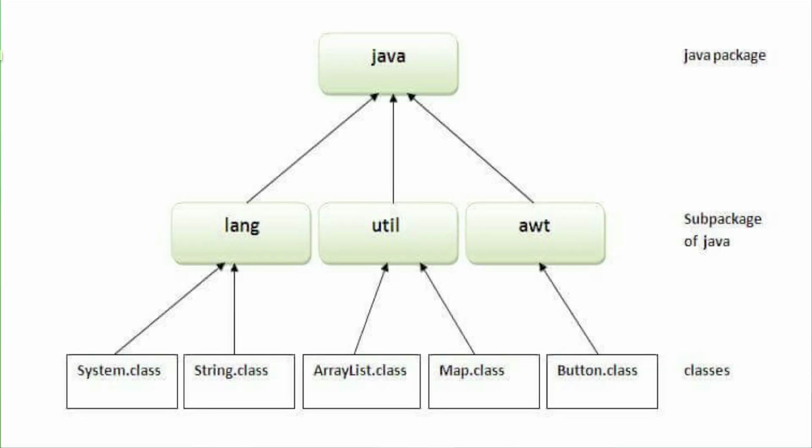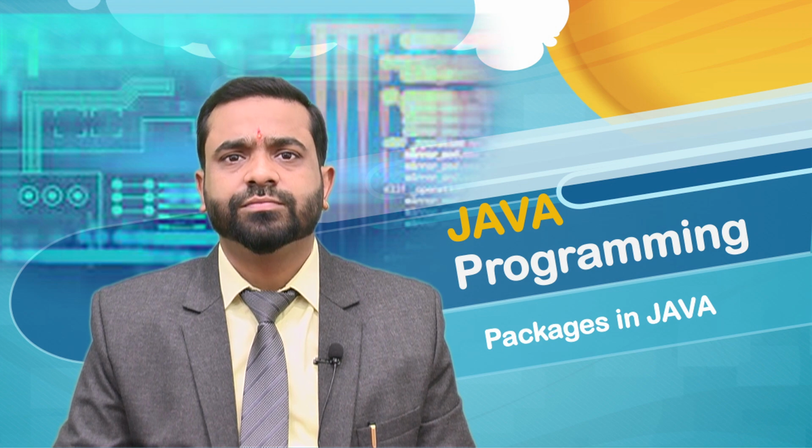Here, this is the hierarchy of packages and sub packages. Java is a package, then lang, util, awt. These are also packages, and these are sub packages of Java package. Now in lang we have System.class, then String.class. In util we are having ArrayList.class, Map.class, both are in util, and in awt we are having Button.class. So the leaf nodes of this tree are all classes. In the intermediate nodes we are having sub packages, and the top root node is the Java package.